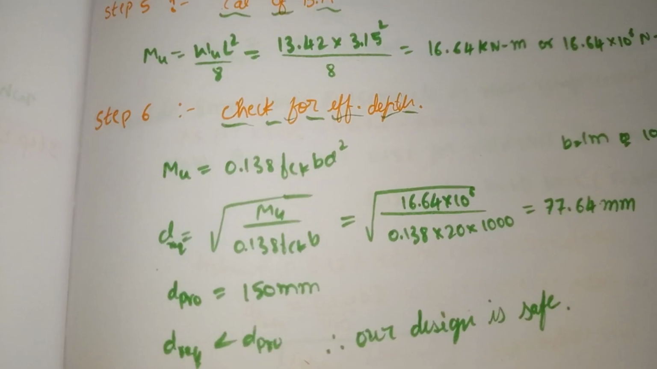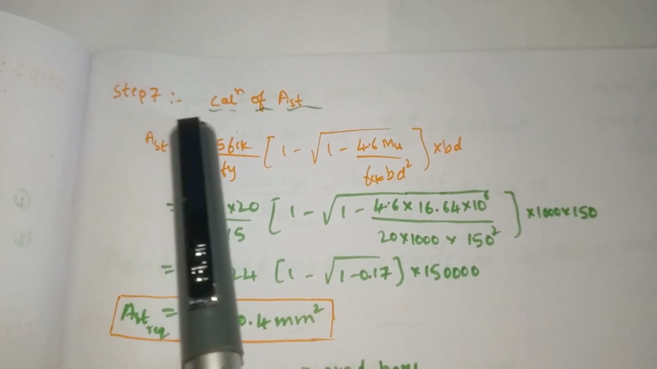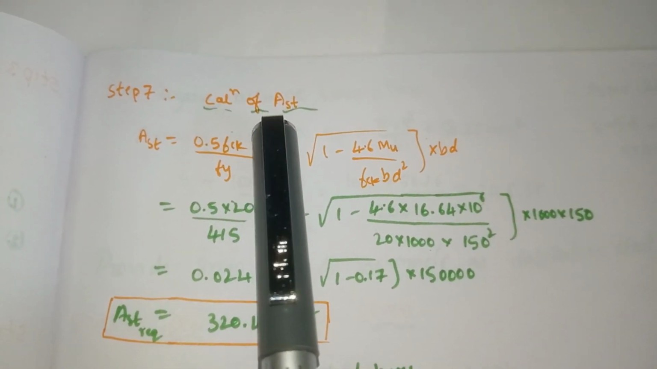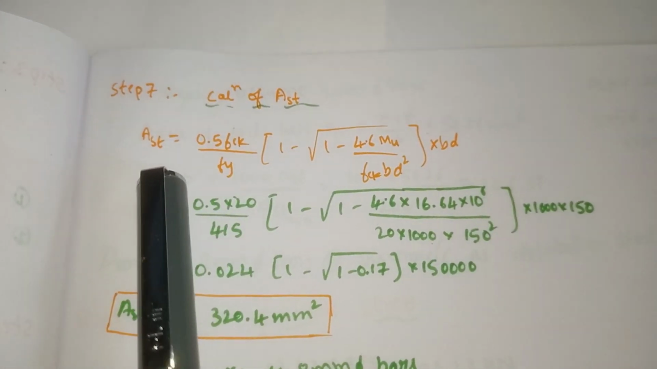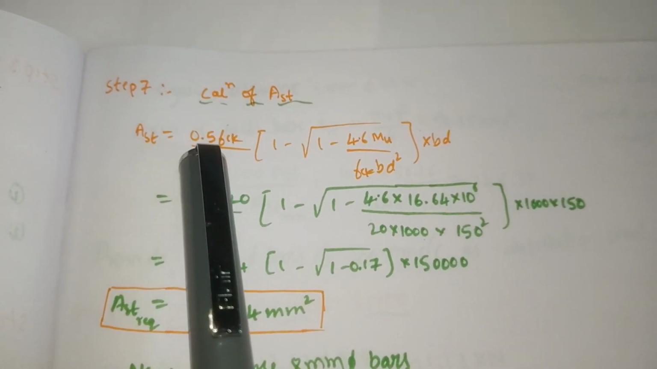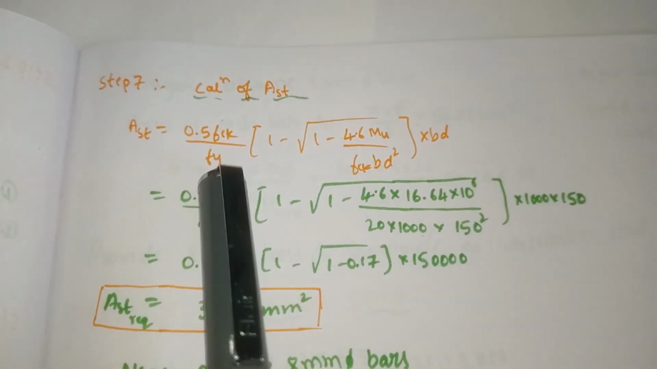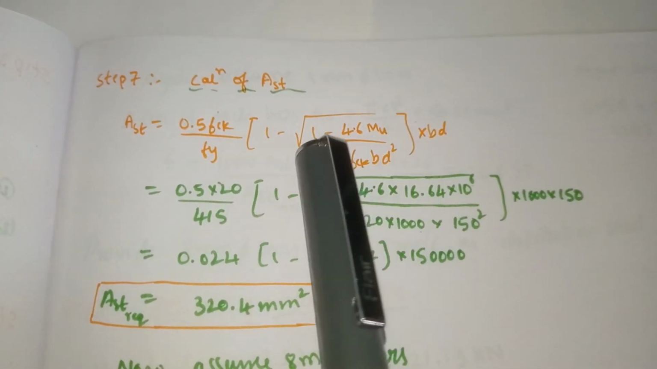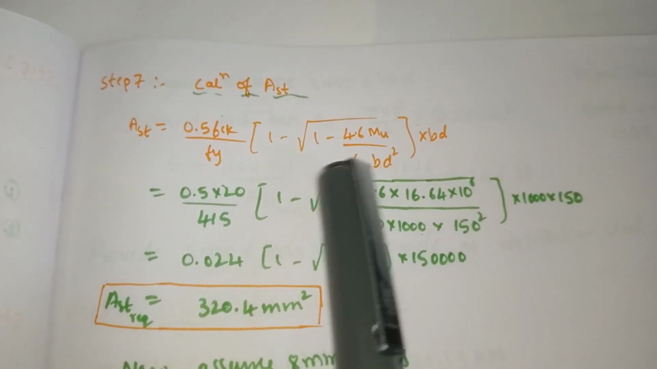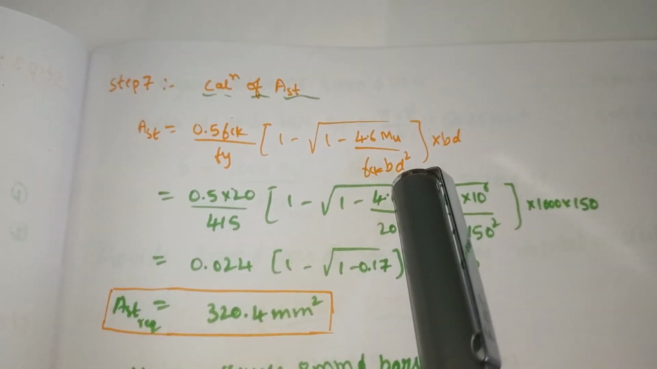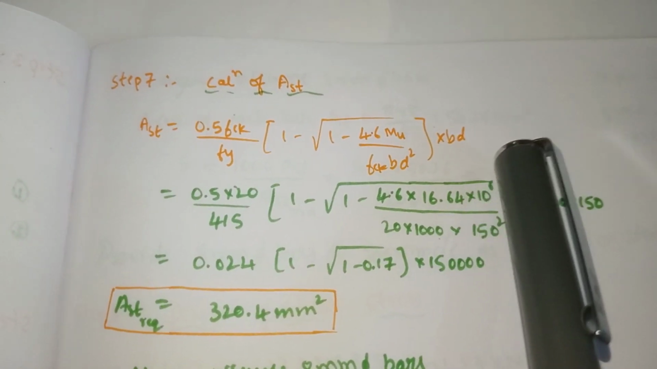So next, step 7 is calculation of the area of main reinforcement, that is the Ast, area of steel. For that we have the formula Ast is equal to 0.5 fck divided by fy, into 1 minus under root of 1 minus 4.6 into Mu divided by fck b d square, into b into d.